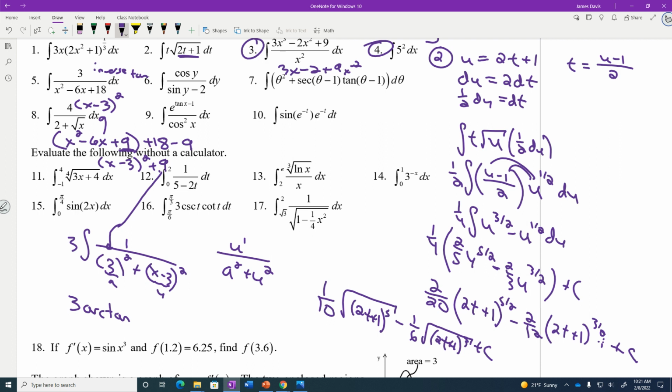And then, I believe it's u over a. X minus 3. Anybody have that page turned up? So that's the answer, plus C.